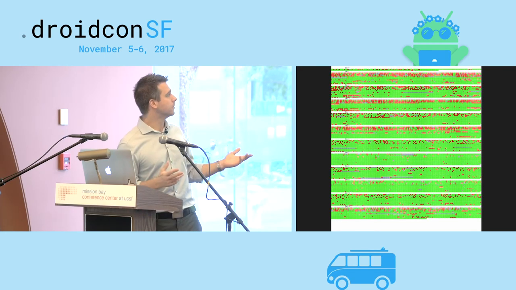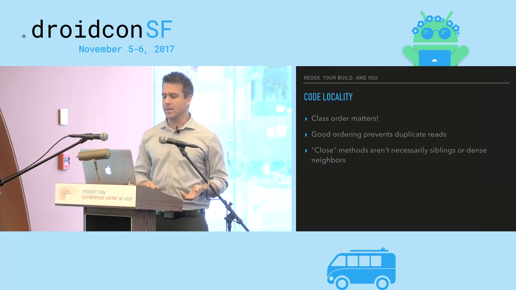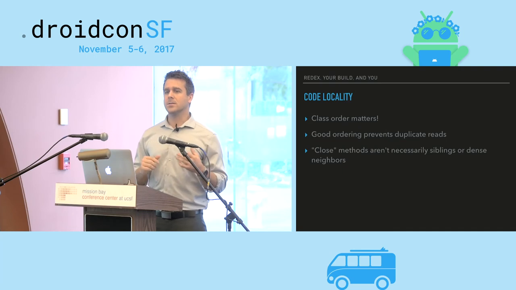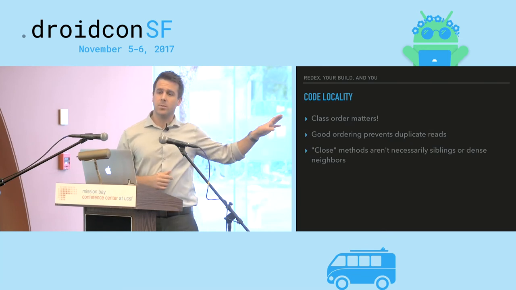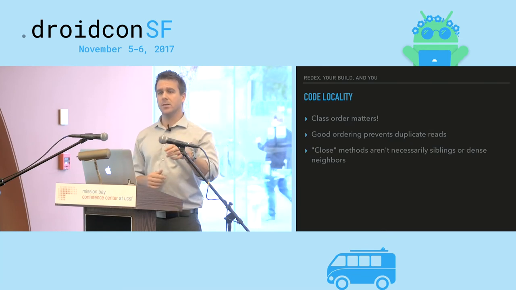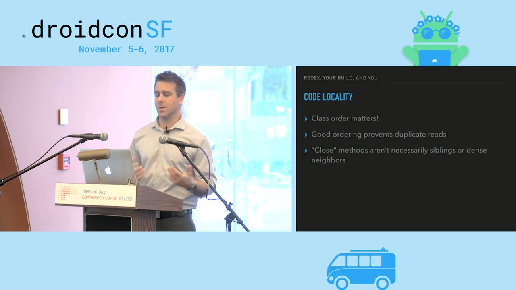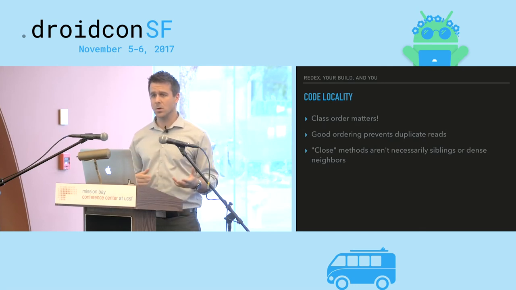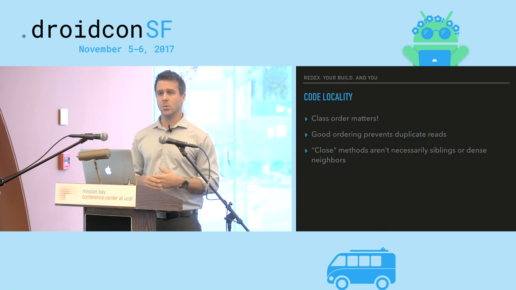It's still going. So the takeaway here is that locality is of critical importance. What it's doing when it's reading these things is literally reading the bytecode off disk in order to execute it and get these classes into memory. So the class order obviously really matters. If we could order it correctly, then we'd prevent all these duplicate reads. We wouldn't have to read it twice, three times, 10 times in order to get to completion.